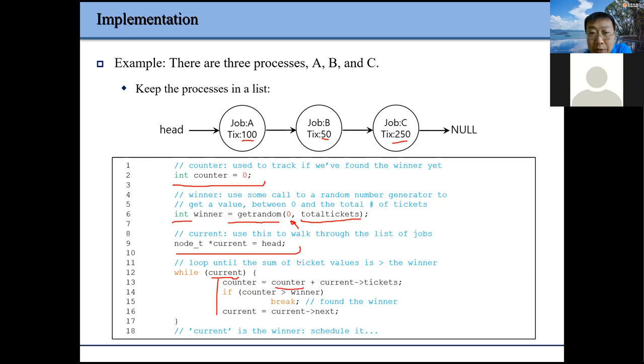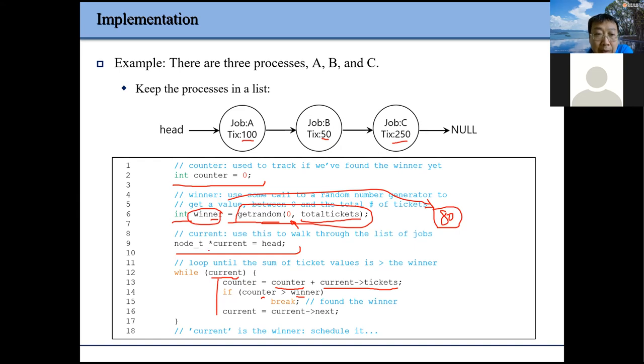So when we go to each node, we will use the counter. The initial value is zero. Then we add the current ticket. For example, in the beginning, we will go to job A. Then the counter is 100 now, okay? Then if the counter is greater than the winner, winner actually is the random number we generate, right? Suppose the counter is greater than the winner, basically we break out. So suppose our random number is 80. So winner is 80.